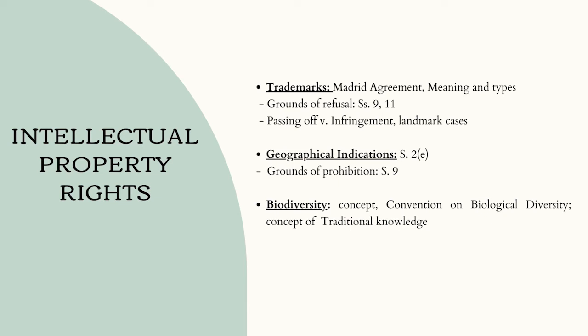Same is with the GI, what is the purpose of GI and what are the grounds of its prohibition. So just go through section 9 for this. For biodiversity, you also just go through the concept and the Convention on Biological Diversity. This will be sufficient for your IPR.